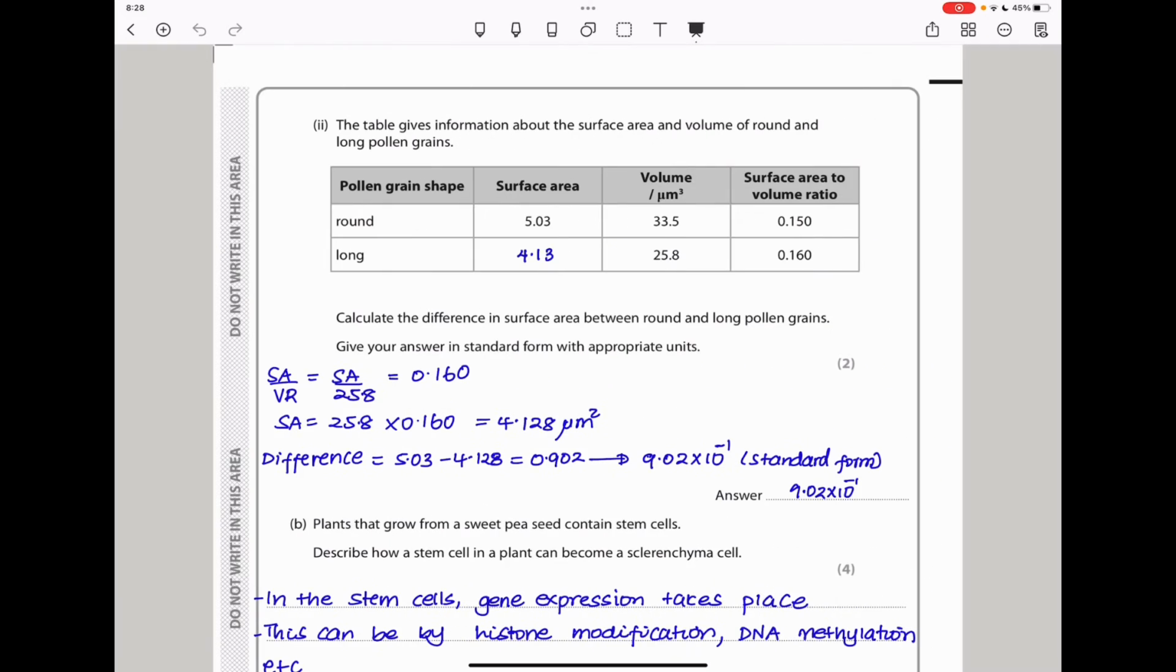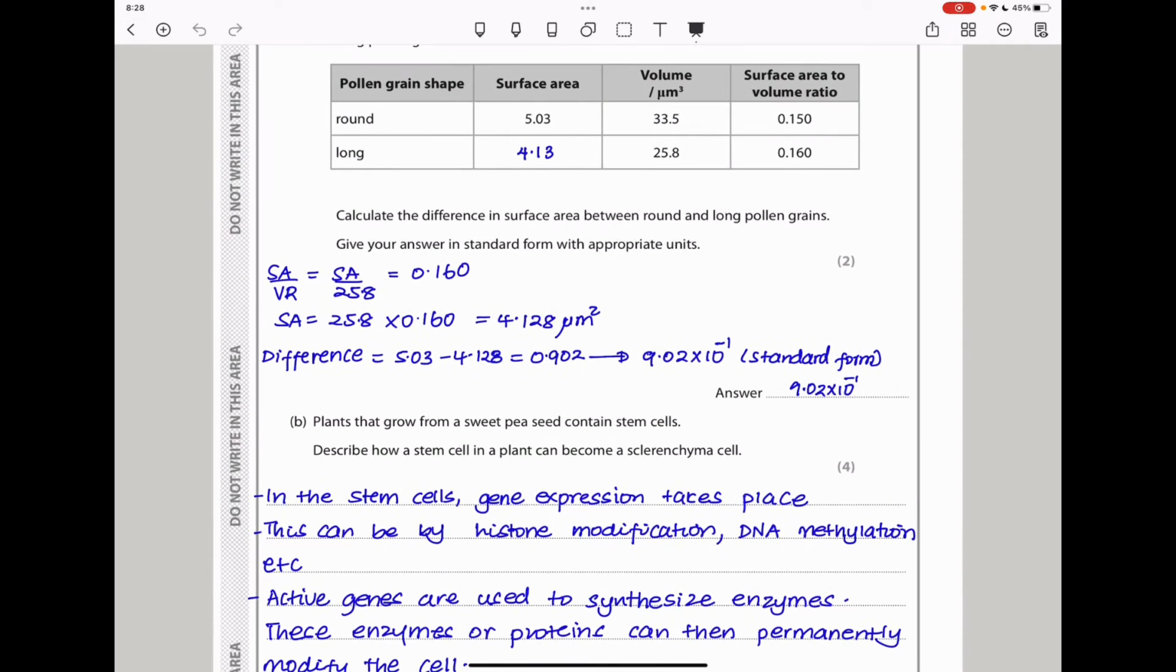Moving on to the next part, it says, the table gives information about the surface area and volume of round and long pollen grains. So here we have the round as well as the long. They've given us the surface area, volume, and surface area to volume ratio. The first part here they say, calculate the difference in surface area between round and long pollen grains and give your answer in standard form with appropriate units. Remember, we are looking for this, which is surface area, given the surface area to volume ratio as well as volume. So surface area should be volume times the surface area to volume ratio, which gives us that.